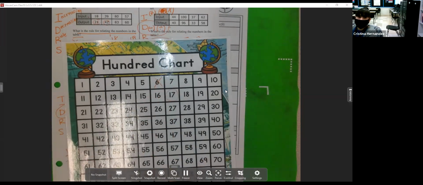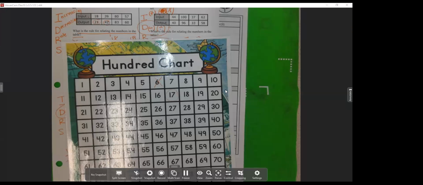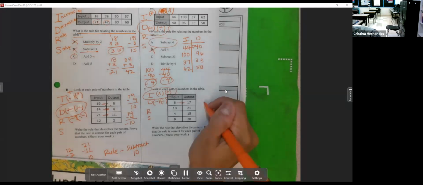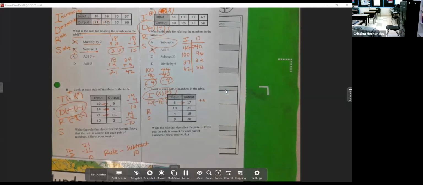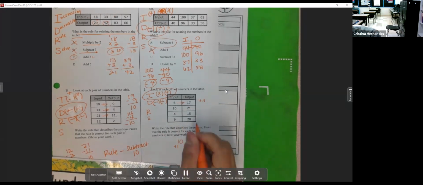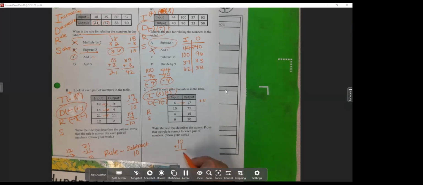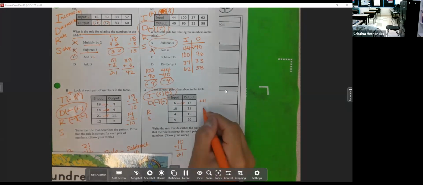Who can tell me? You can use my chart if you want to count. 1, 2. Try again. One more. 11. So plus 11. Let's try that rule. Let's see if we add 11 to 10, if that works to get us 21. Does that work? Ooh, that one doesn't work, so plus 11.